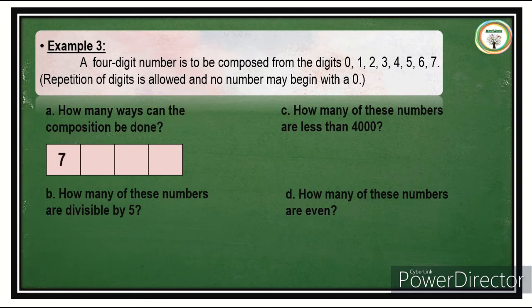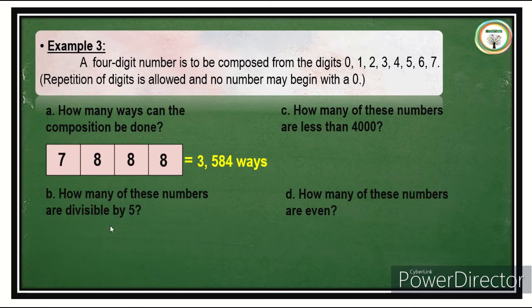Then for the remaining digits, dito sa tatlong to, ay pwede na tayong gumamit ng 0 at pwede tayong mag-ulit ng numbers. So we have 8 options which are from 0 to 7 for the second, third, and last digit. So we have 8, then 8 also for our third and fourth digits. Then multiply, so we have 7 times 8 times 8 times 8. So we have 3,584 ways of writing a 4-digit number.